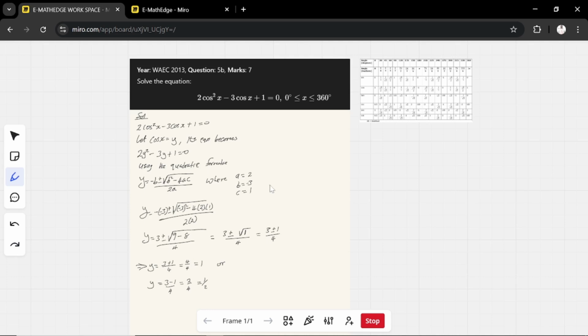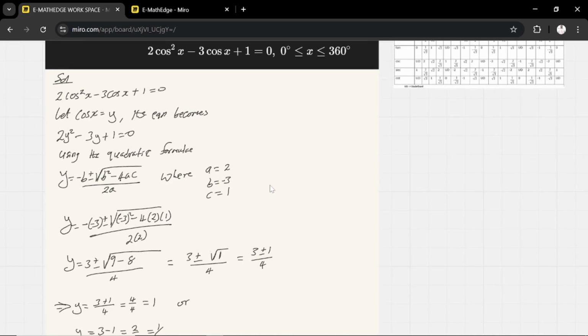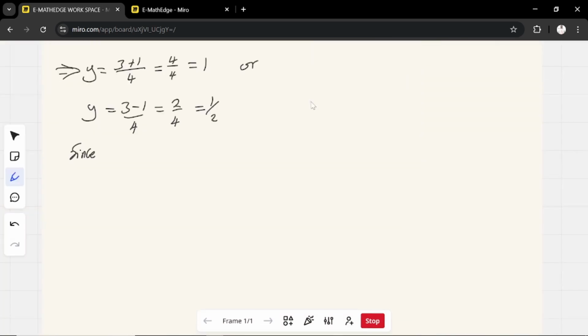But mind you, from the beginning, we said let cos x be equal to y. So that's to say this value we obtain for y is the same thing for cos x. Since cos x is equal to y, the value we obtain for y now is cos x. So we can simply go ahead and say, since cos x is equal to y, this implies that cos x is going to be 1, right? Or 1 all over 2.